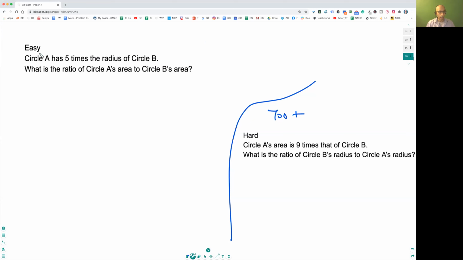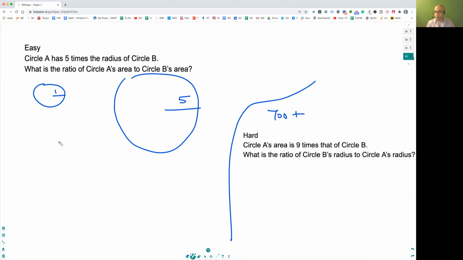Well done, Anuj. Okay, well done. So circle A is 5 times the radius of circle B, okay? So circle B is over here, and then you can imagine circle A is bigger, right? The radius is 5 times, right? So this radius is 1, and this radius is 5, right? Remember, the radius is given to us.